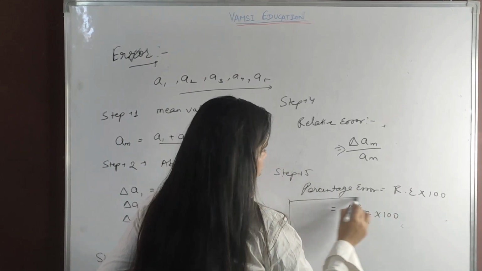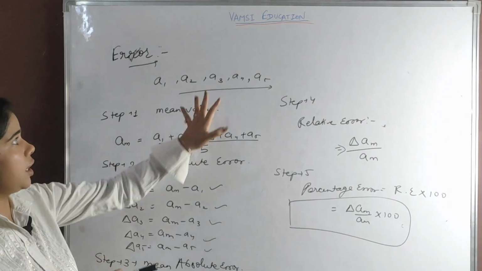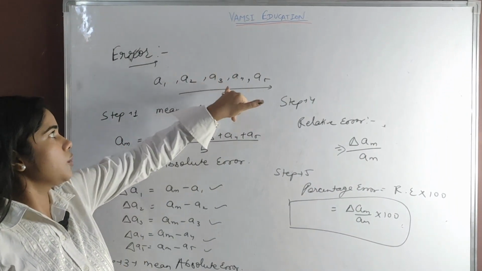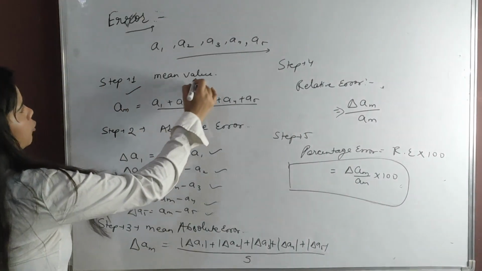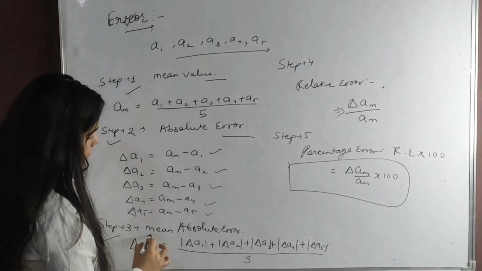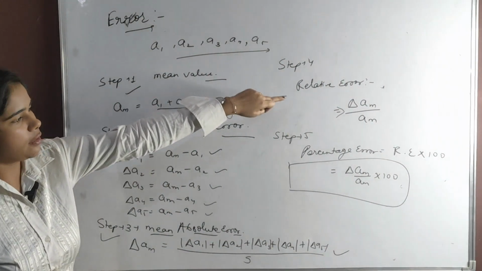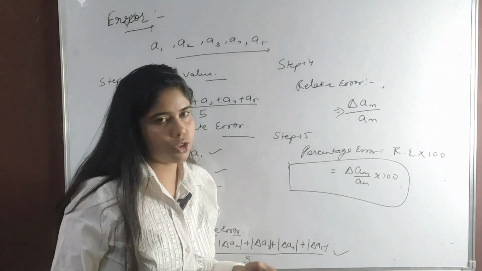That is the general format for finding the percentage error for any given data. For example, A1, A2, A3, A4, A5. Step 1, you have to find the mean value. Step 2, absolute error. Step 3, mean absolute error by this formula. And then step 4, relative error. Step 5 is the percentage error.